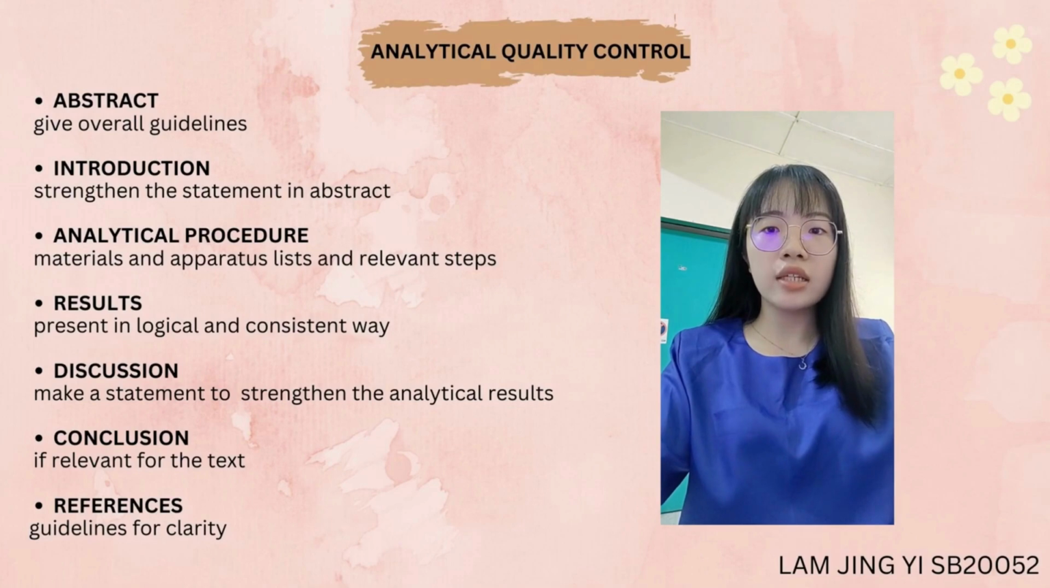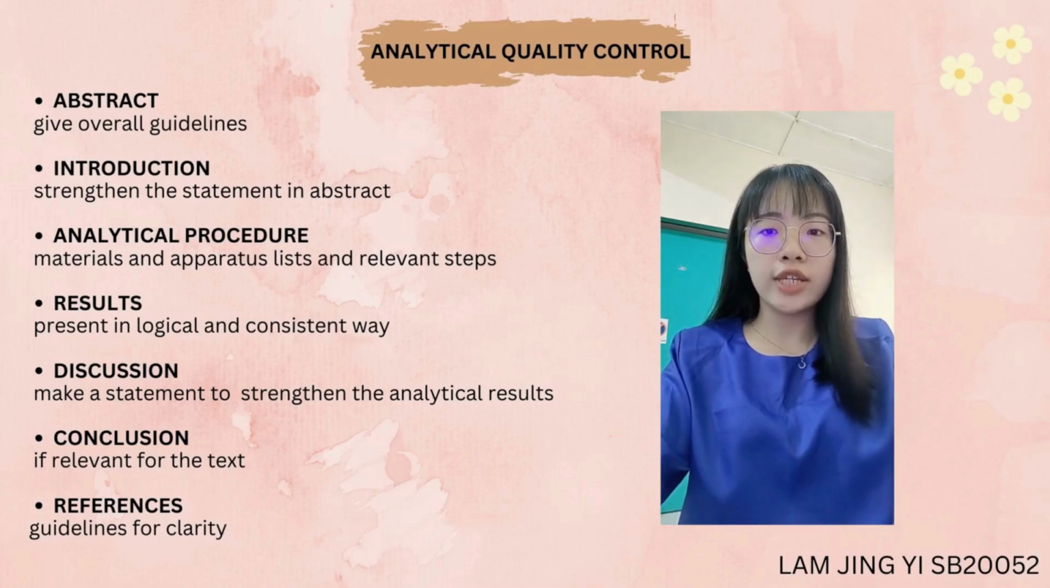There are 7 criteria to be assessed in this analytical quality control, which are abstract, introduction, analytical procedure, result, discussion, conclusion, and also reference. For the abstract, we need to give an overall guideline for this experiment. Next, for the introduction, we need to strengthen the statement of requirement in the abstract. Next, the analytical procedure, we need to list out all the material and the apparatus and also the relevant steps that are required in the HPLC experiment.